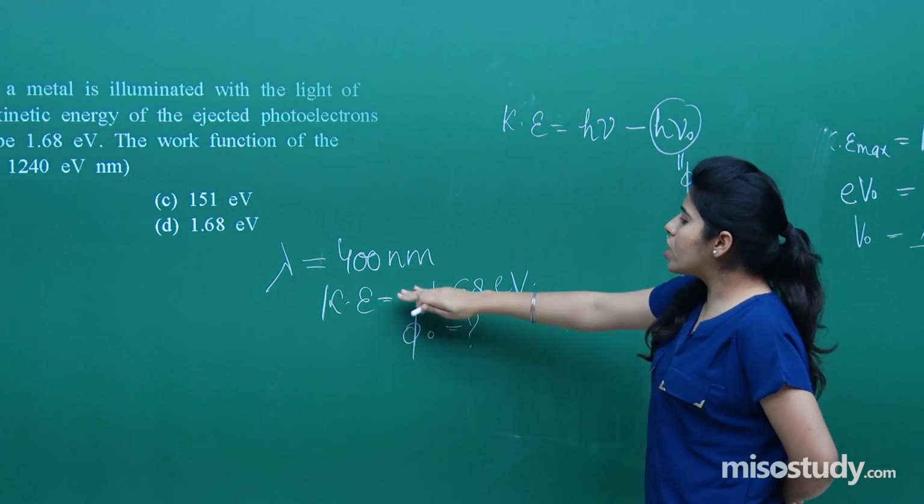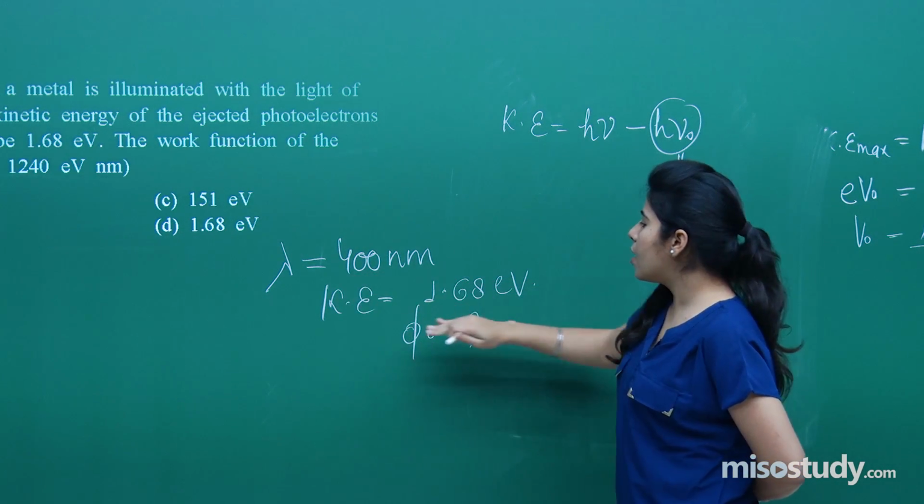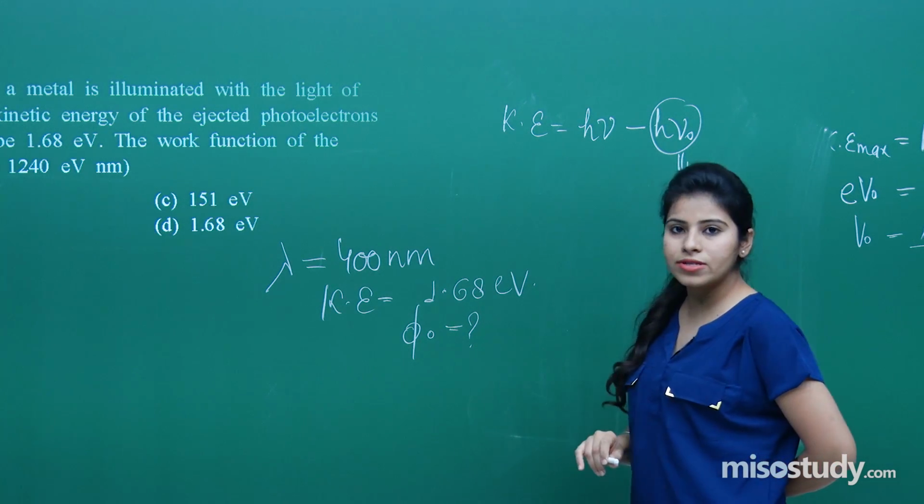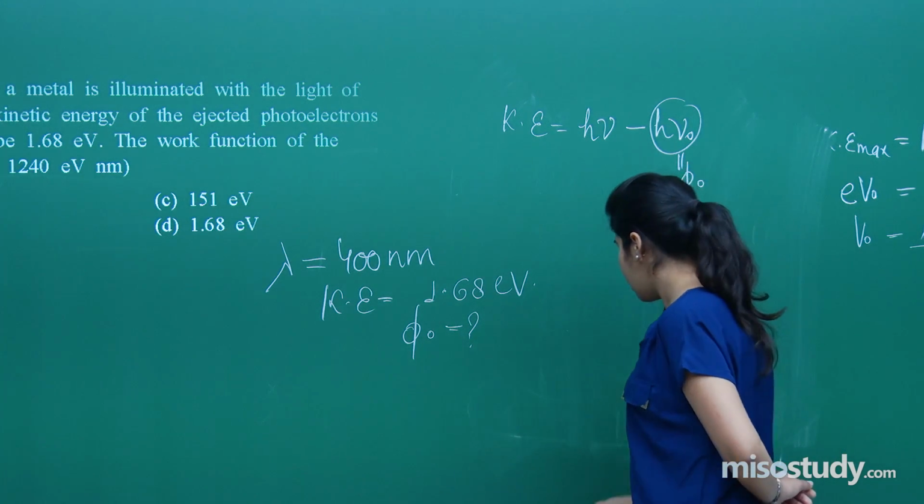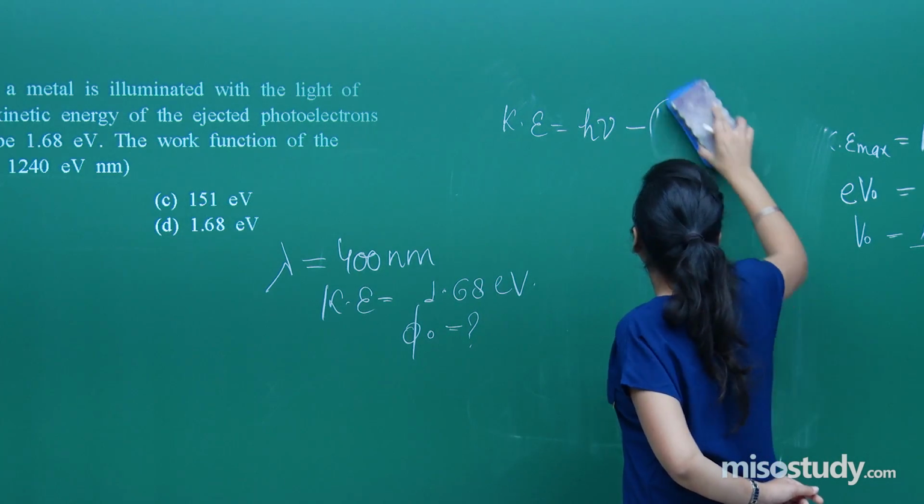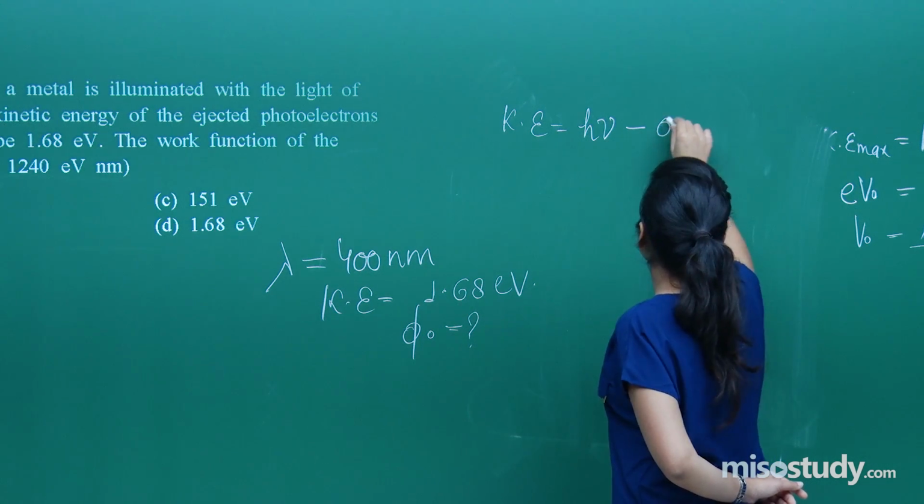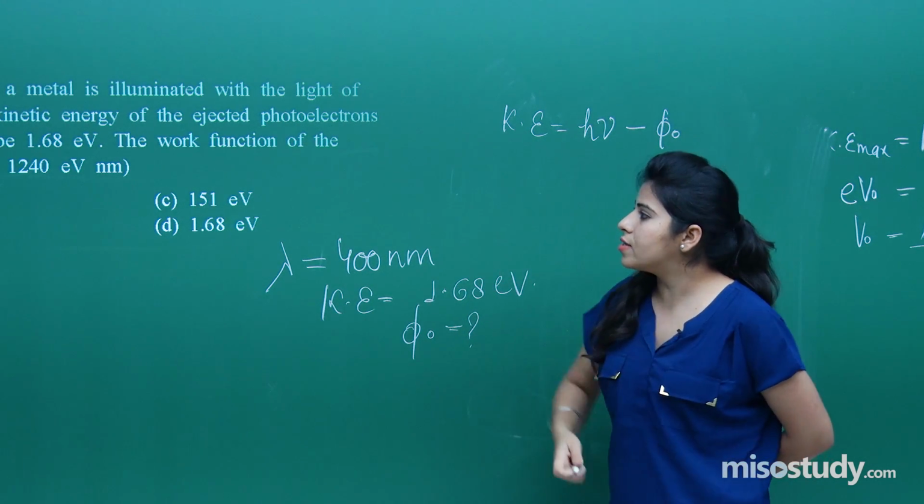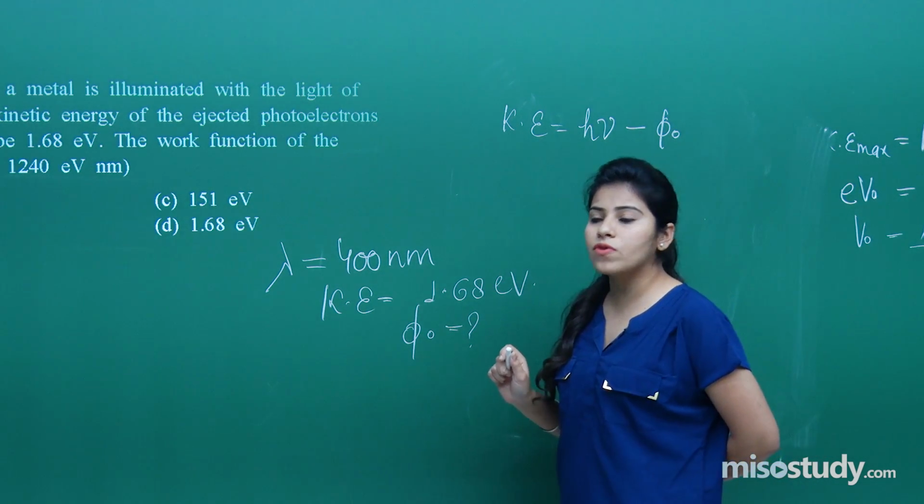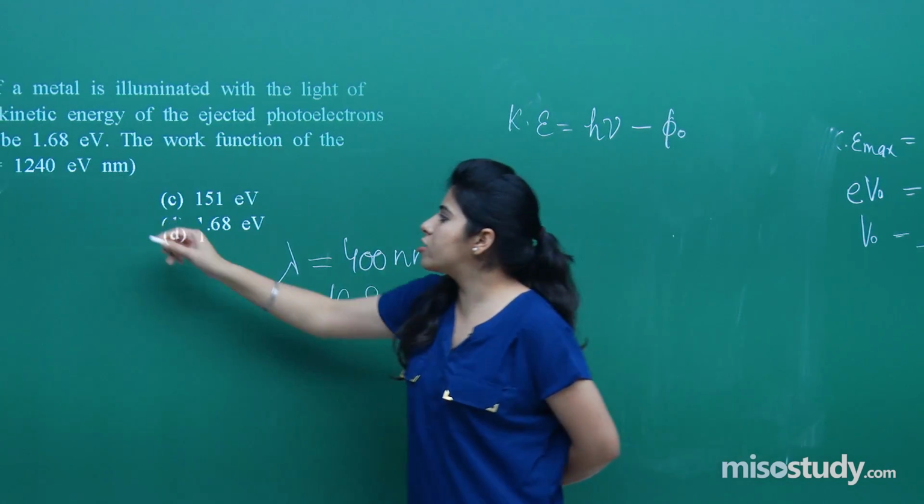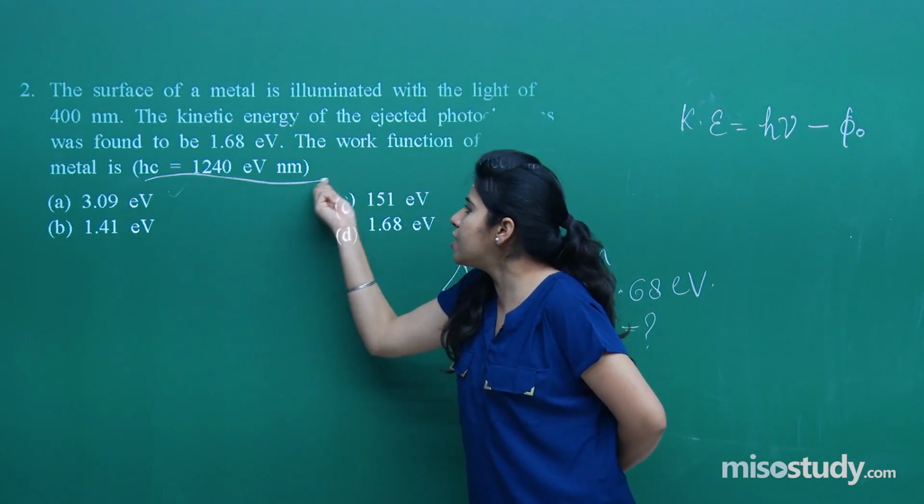Now, in the question, I have been given the lambda and I have been given 1.68, the kinetic energy. So let me just start with this. You can write the phi naught here, because you have to find this. Also, you can focus on one thing. Here in this question, we have been given the value of hc.